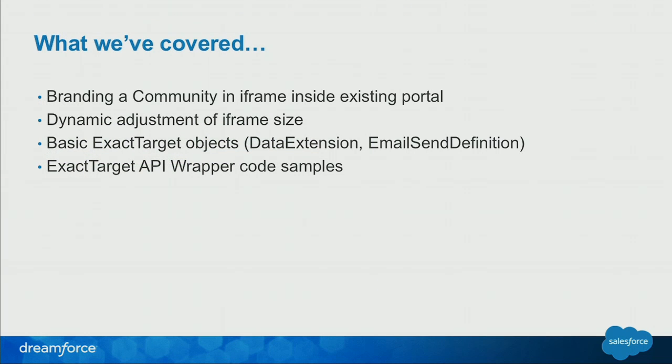All right, so what we've covered today: I've showed you how to brand a community, so you can display it in an iframe in an existing portal, so it looks like it's really part of this portal and not a third-party system. I showed you how to dynamically adjust the iframe size, so you don't get these additional scroll bars. I've showed you what the basic ExactTarget objects are that you can use when you integrate ExactTarget, so it's the data extensions and the email send definitions. And I've showed you some code samples from our implementation of our custom ExactTarget API wrapper, so you get an idea how you can approach the same problem if you have to.